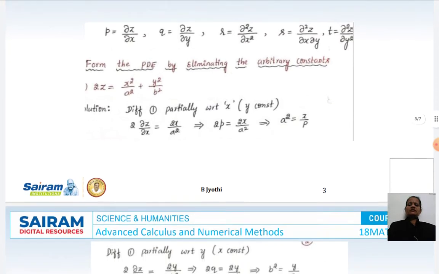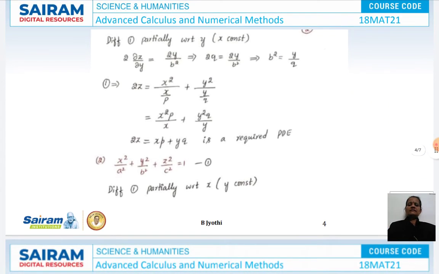Next, let us differentiate with respect to y, treating x as constant. Then, we get 2 dou z by dou y is equal to 2y by b square. That is 2q, because dou z by dou y can also be written as q. Therefore, 2q is equal to 2y by b square, or b square is equal to y divided by q. Now let us take the first equation, that is the given equation, where we are going to replace a square and b square, which we have obtained now.